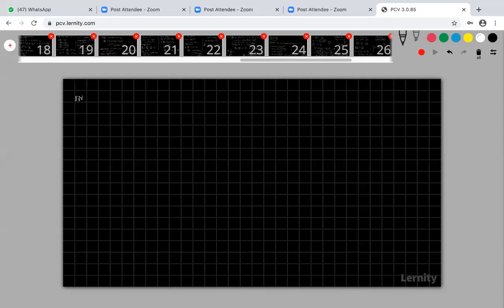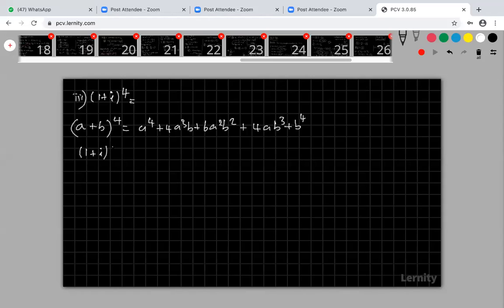Express in a plus ib form: 1 plus i the whole power 4. Do you know the a plus b the whole power 4 formula? I'm going to apply the same formula. A plus b the whole power 4 is a power 4 plus 4 a cube b plus 6 a square b square plus 4 a b cube plus b power 4. Do you know this formula? I'm going to apply the same formula. My a is 1, my b is i.